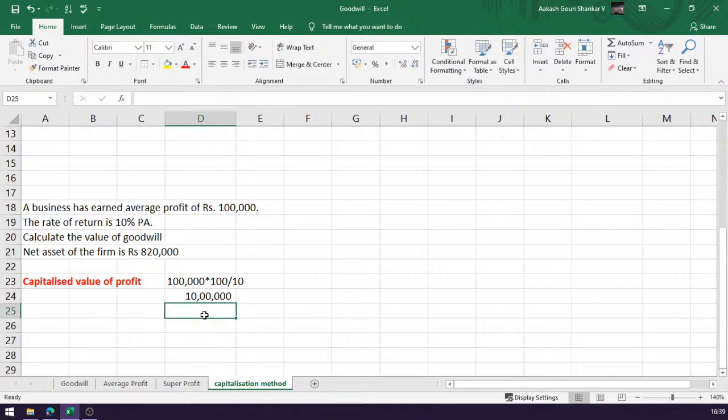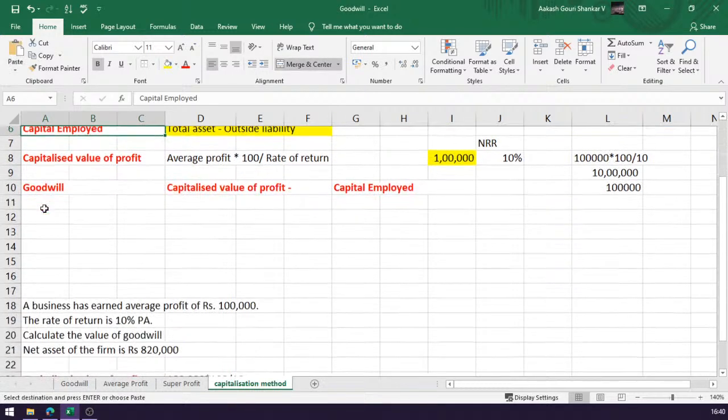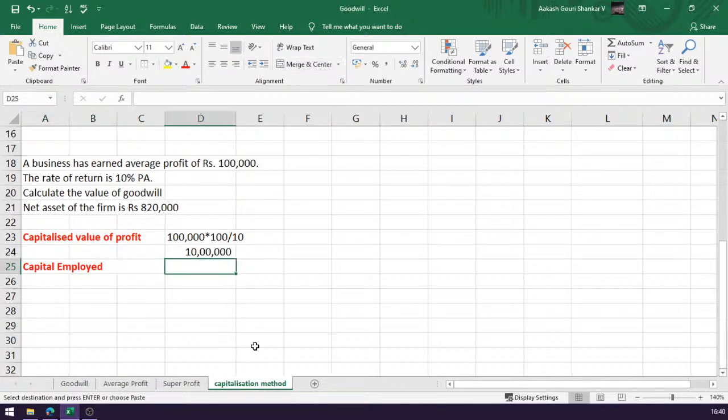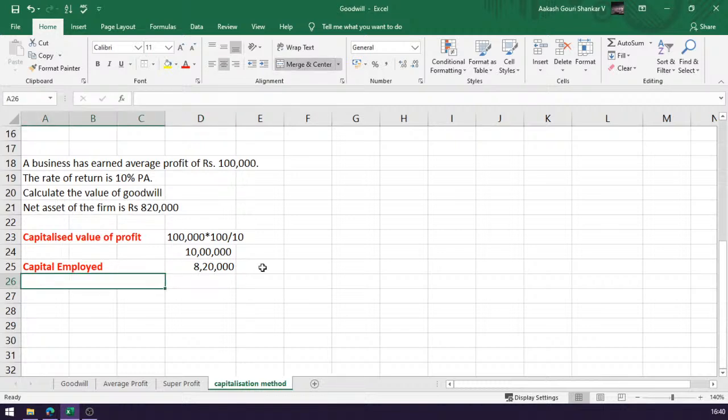But we have not invested 10 lakh into the business. The value of investment that we have made is only 8 lakh 20,000. The net asset, which means capital employed, is nothing but total of assets minus my outside liability. So the net asset is 8 lakh 20,000, which is the capital employed into the business.